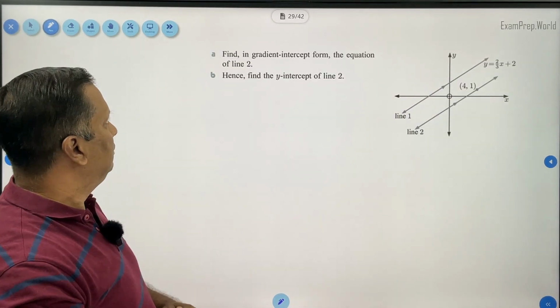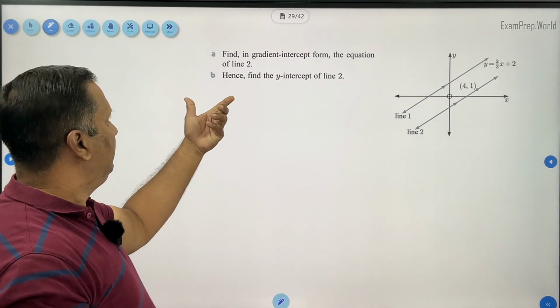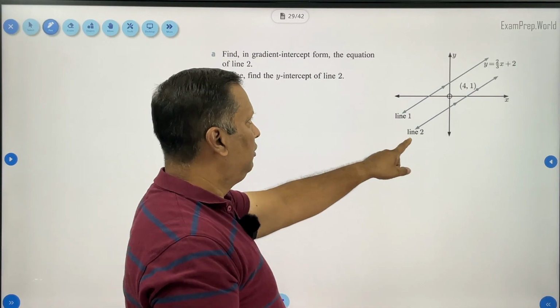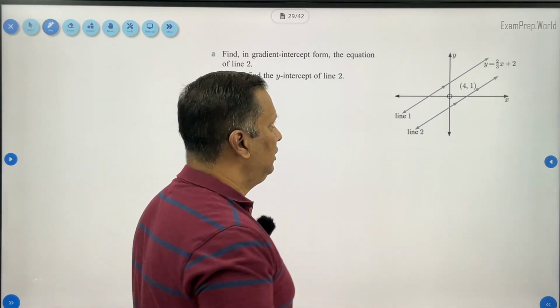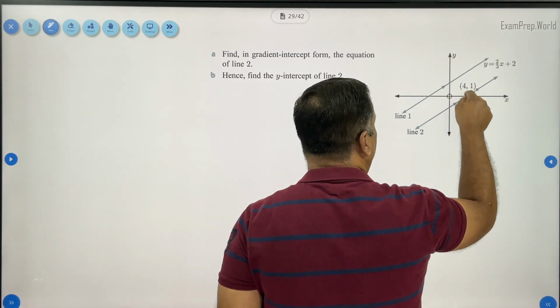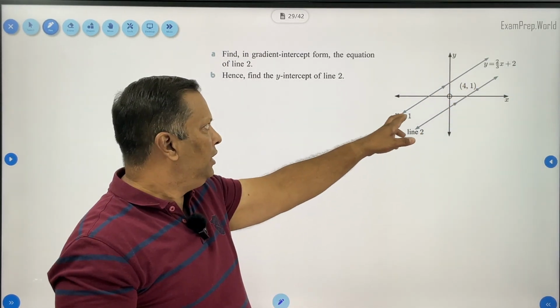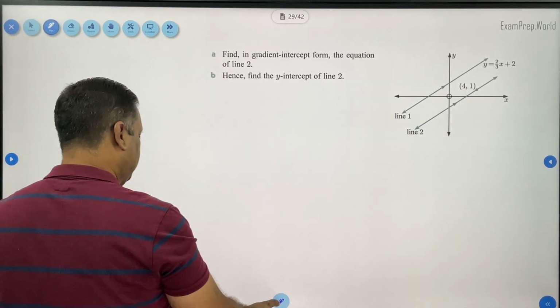The first question we have: find, in gradient intercept form, the equation of line 2. We have been given two lines here. We have to find the equation of line 2. They have not given the gradient of it, but they have given that the line is passing through (4, 1). And for line 1 they have given us the equation. I'll zoom it for you.